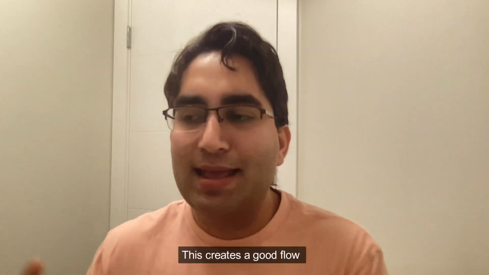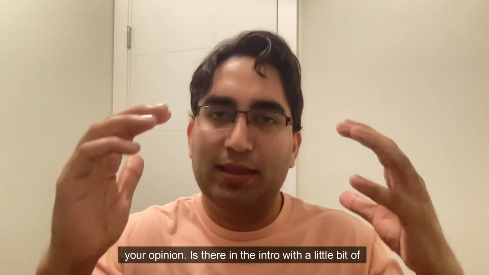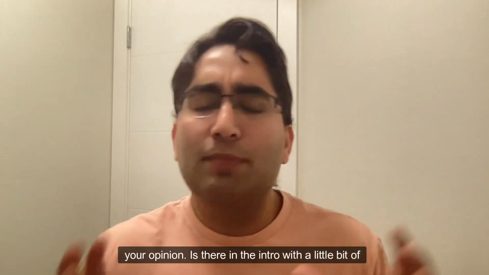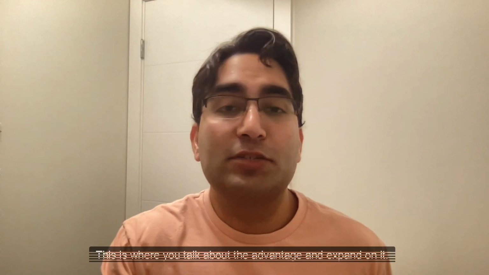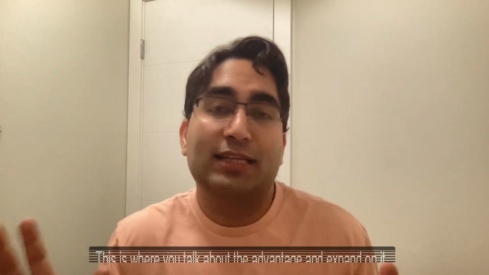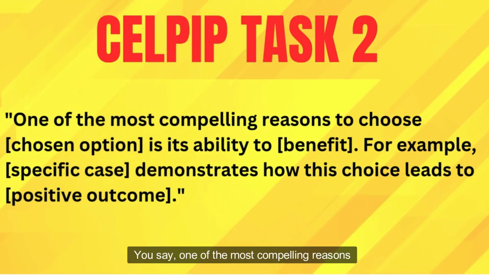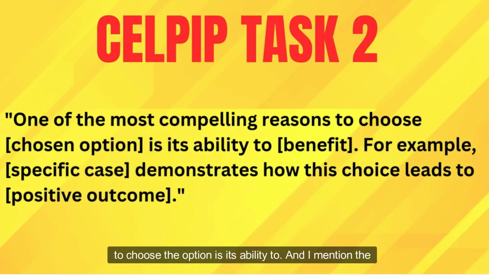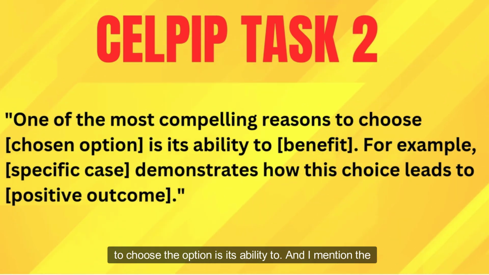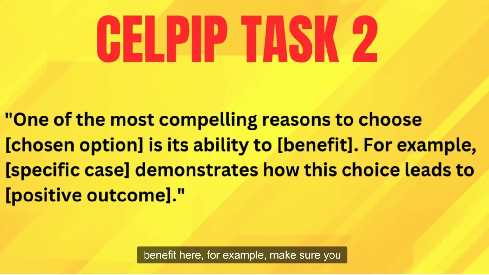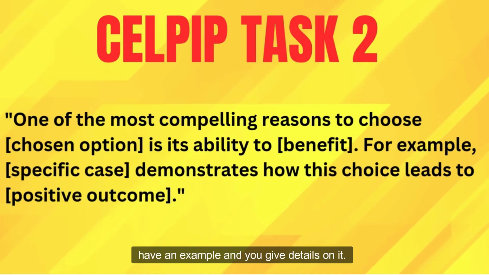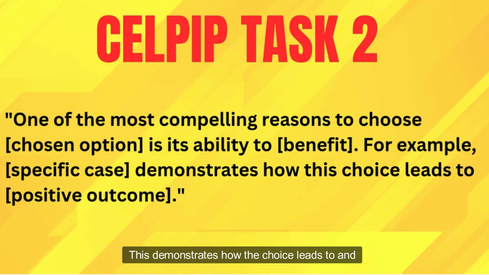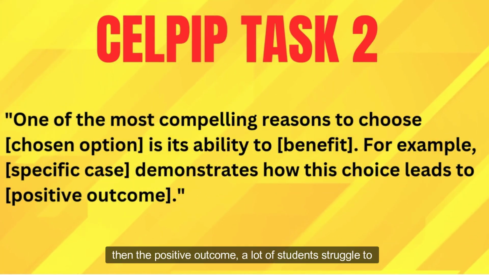And now this benefit is supposed to be explained in body 1. This creates a good flow. Your opinion is there in the intro with a little bit of hint of what you're about to say. And then you jump into body 1. This is where you talk about the advantage and expand on it. You say, one of the most compelling reasons to choose the option is its ability to, and then mention the benefit here. For example, make sure you have an example and you give details on it. This demonstrates how this choice leads to, and mention the positive outcome.